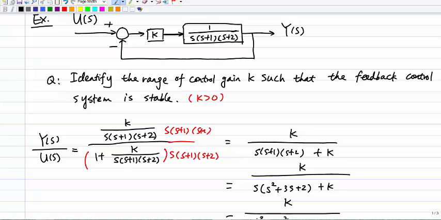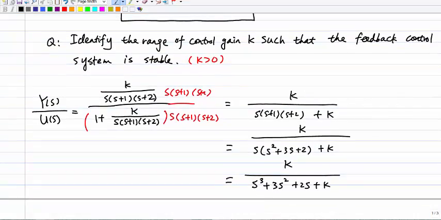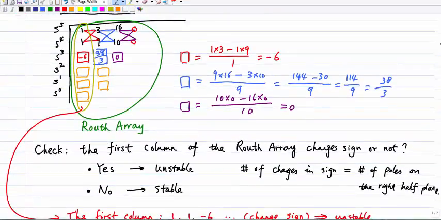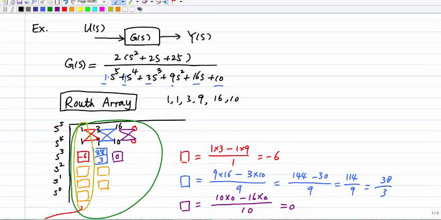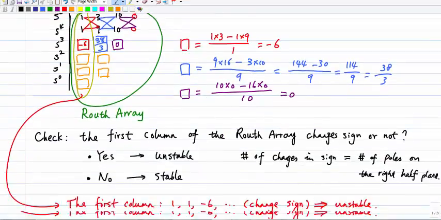Okay, so if we multiply both the numerator and denominator by (s plus 1)(s plus 2), we'll cancel out all these denominators in the numerator and denominator. So we end up getting K divided by (s plus 1)(s plus 2) plus K. All right, we have to write this in the form of different powers of s; we cannot write it as the product.